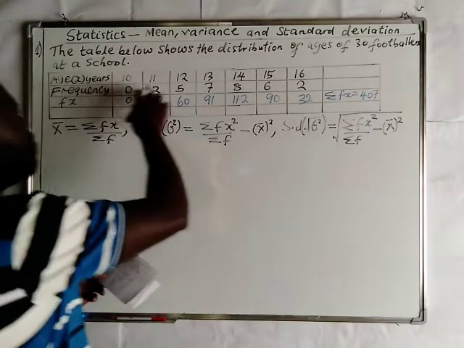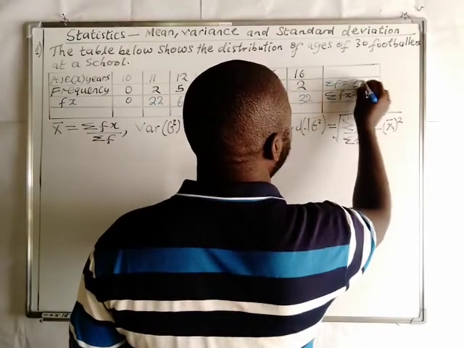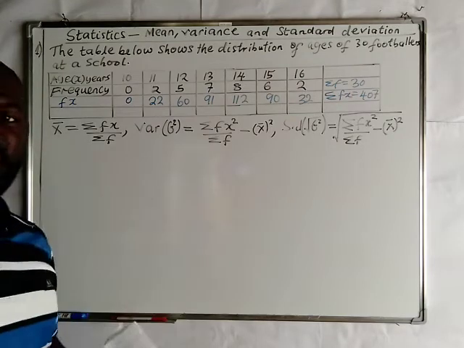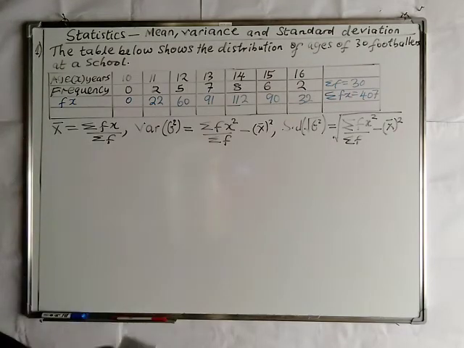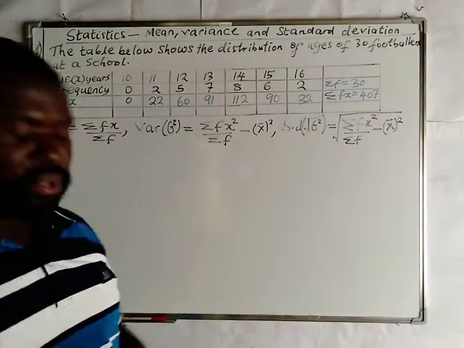And when we add the frequencies, we are getting 30, because we are looking at the ages of 30 footballers. So when we add the frequencies, we should get a sum of 30.